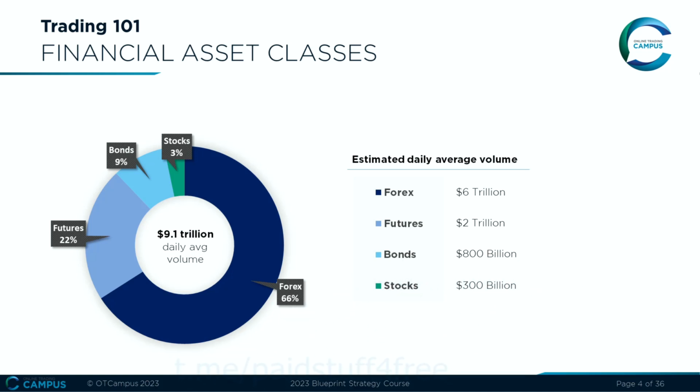Then the futures market is ranked at second place with around 1.5 trillion to 2 trillion of average daily volume. And that would include futures contracts traded on exchanges such as the CME, the Chicago Mercantile Exchange, or the ICE, which is the Intercontinental Exchange.